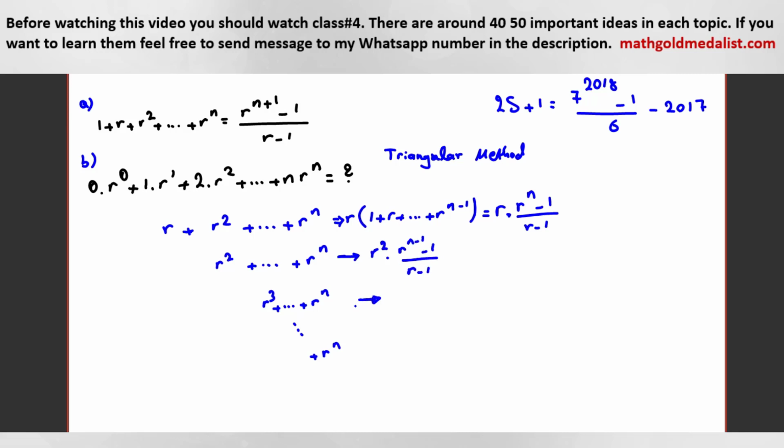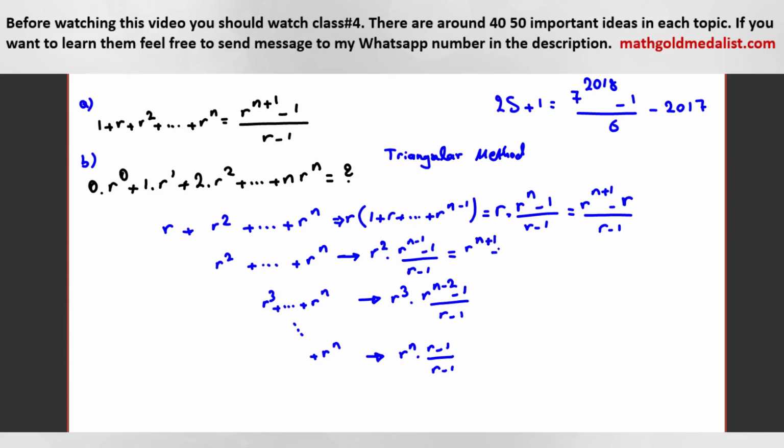What about the next row? r cubed times (r^(n-2) minus 1) over (r minus 1). Yes. If I want to write the last row in this form, it will be what? r to the n times (r minus 1) over (r minus 1). Exactly. And now, this one is what? (r^(n+1) minus 1) over (r minus 1), right? This one is what? Minus r, sorry. Minus r over r minus 1.